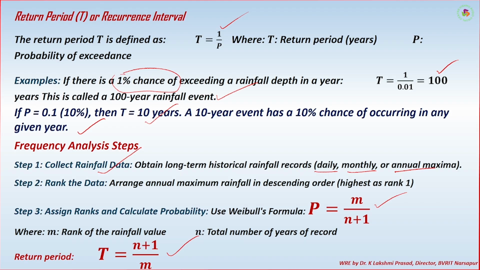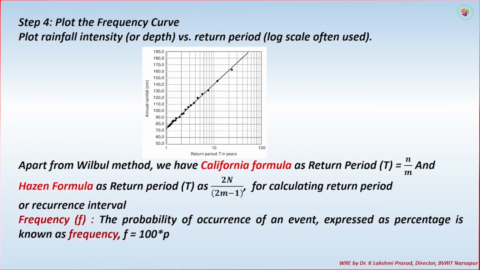What is M actually? M is the rank. If it is the highest thing, rank M is equal to 1. If it is the lowest, it will be the number of rainfall years you have taken. Like that 1, 2, 3, 4, 5, from the highest to the lowest, that we need to write. What is N? Number of years of data actually. M by N plus 1 will give you, according to Weibull's formula, the return period.